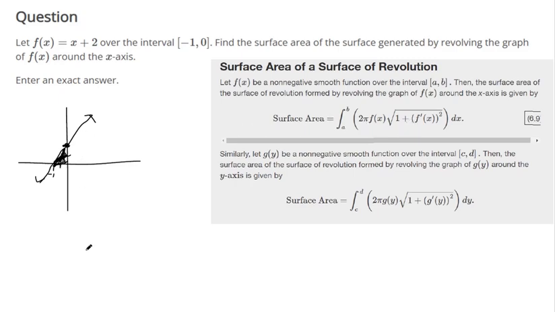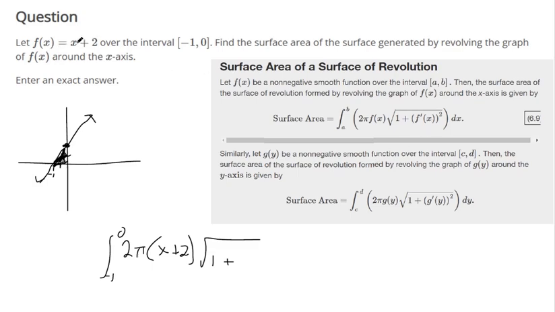But luckily, if we're just trying to find the surface area, if we don't have to derive them, the process is pretty simple. We're integrating between -1 and 0 because those are our limits of integration. And then it's 2 times pi times our f of x, which is x plus 2. Then times the square root of 1 plus the derivative of f of x.